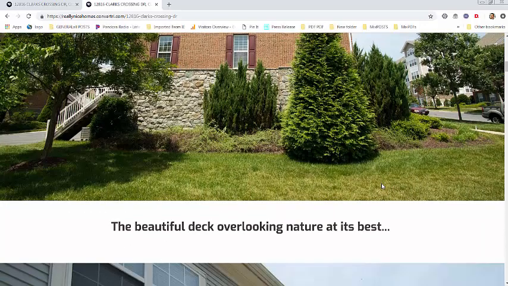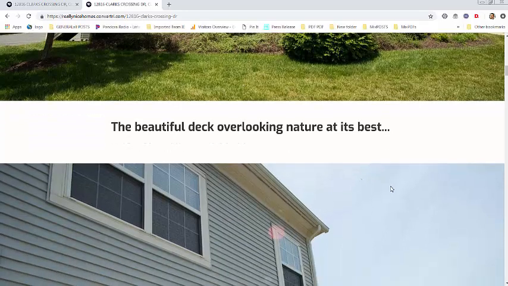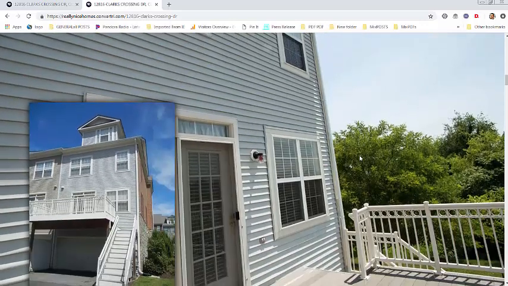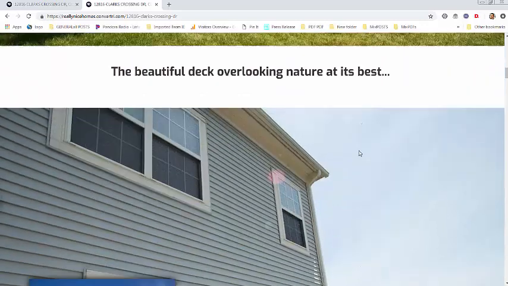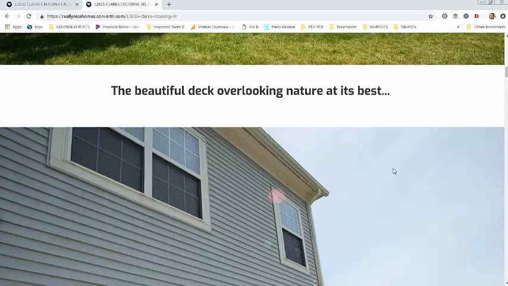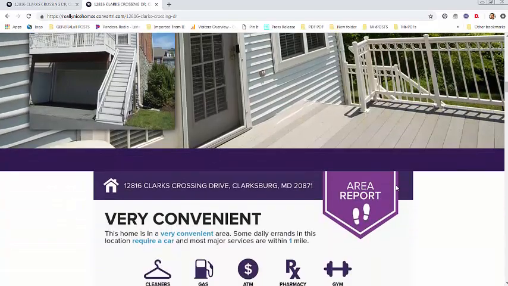Let them think, let them suggest some things to themselves, but let them think about how it will be to be living in this house and the beautiful deck overlooking nature at its best. All those things are very important, and it has to be done in the right way. Otherwise, if you confuse them and give them more information, more text than necessary, you're going to distract them away from your advertising.